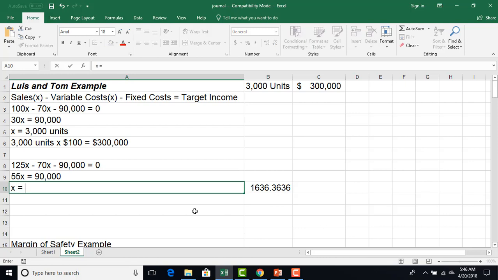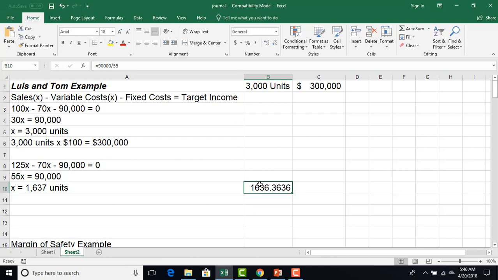In order to break even, I'd have to sell 1,600, and I'm going to teach you a trick here. I'd actually have to sell 1,637 units to break even. Make sure if you ever get a decimal when you're working with your number of units, you always round up. Even if it's 0.001, you still round up. The reason is if I round down, if I said I have to sell 1,636 to break even, I wouldn't break even.